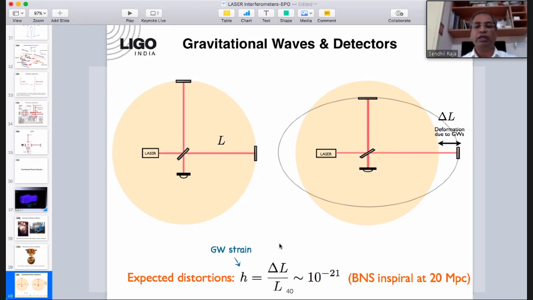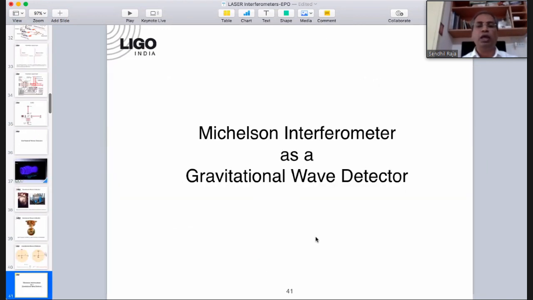Given the astrophysical sources that we are aware of, the best one being binary neutron star inspirals at 20 megaparsec, you need at least a strain sensitivity of 10 to the minus 21. So if you have two test objects at a distance of a meter, the change in the distance due to a passing gravitational wave would be of the order of 10 to the minus 21. That's a very small, minuscule measurement that you need to do, and that is what makes the whole interferometer quite complex to achieve the required sensitivity. So we'll look at how a Michelson interferometer is a ready gravitational wave detector.